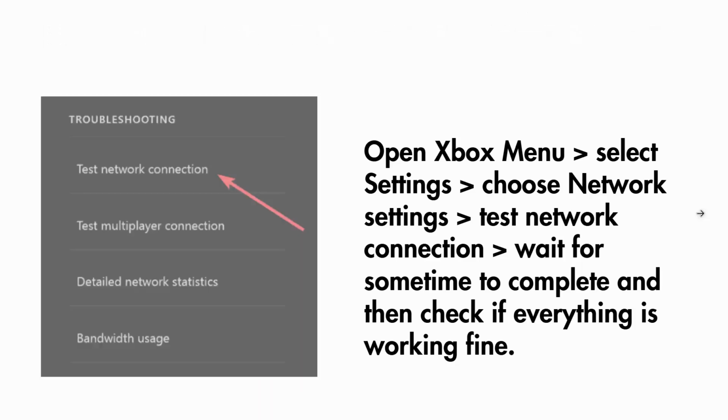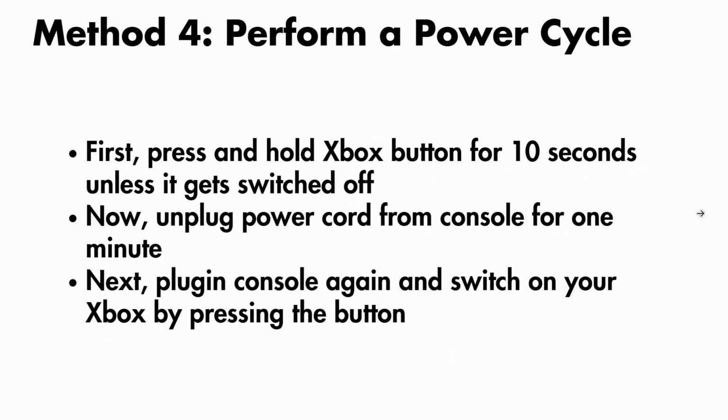If not, the next method is to perform a power cycle. For that, press and hold the Xbox button for 10 seconds until it gets switched off. Now unplug the power cord from the console for 1 minute. Next, plug in the console again and switch on your Xbox by pressing the button.